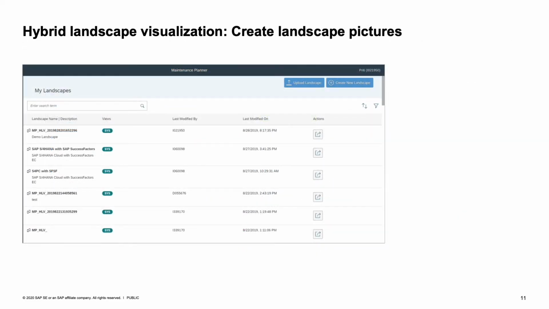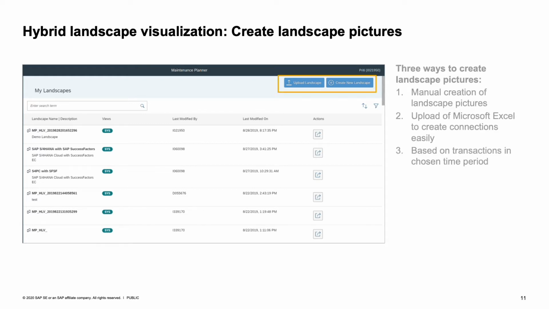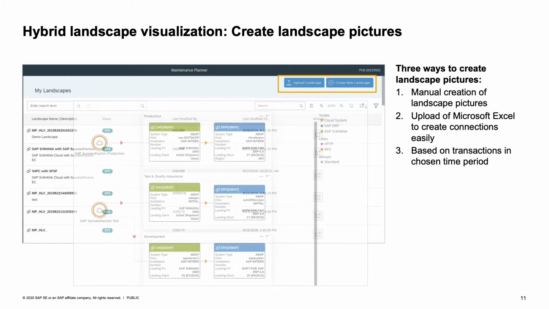So how can these pictures be created? We currently offer 3 ways in which landscape pictures can be created. Landscape pictures can be created in a manual way by selecting the systems and adding them manually to the picture. Landscape pictures can be created by uploading a spreadsheet. You can also create landscape pictures with the existing data in Maintenance Planner, for example, based on the transaction data or system tracks as the source.